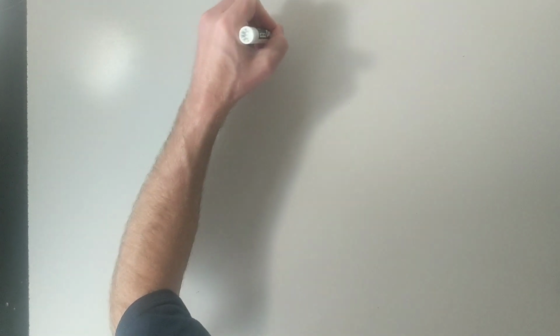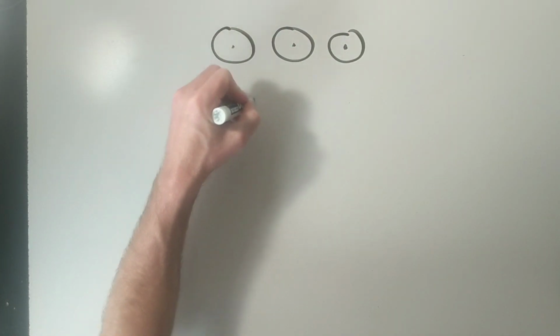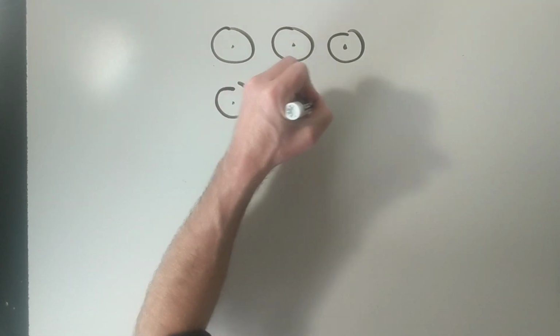So let's say we have a magnetic field, and that magnetic field is coming out of the page. So here's the magnetic field coming out of the page.